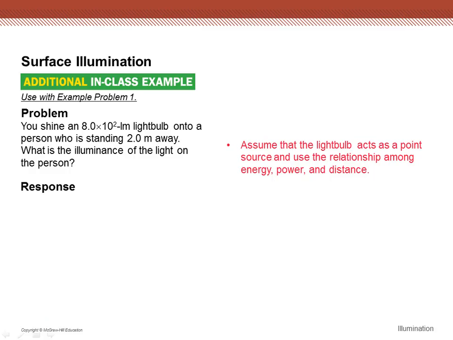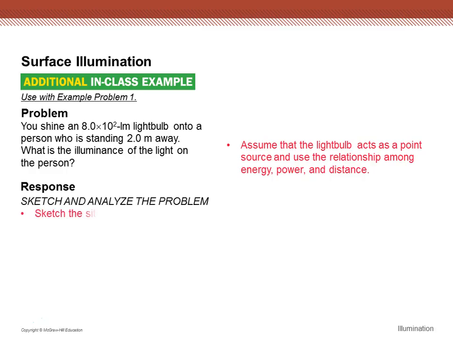You shine an 8 times 10 to the 2 lumen light bulb onto a person who is standing 2 meters away. What is the illuminance of light on this person? So we want to know how bright the light is that's reflecting off of the person. Think of the illuminance. If you're shining a very dim light on somebody at night, or the sun is shining on that person during the day, you can see the reflected light off that person very differently. And that's what this illuminance tries to quantify. So we want to find how much this person is being illuminated.